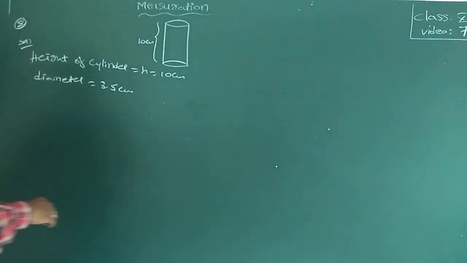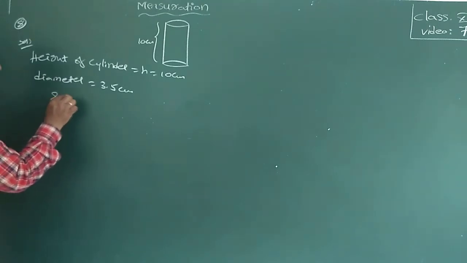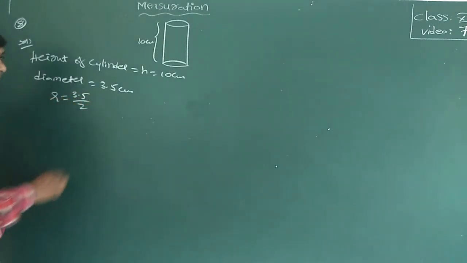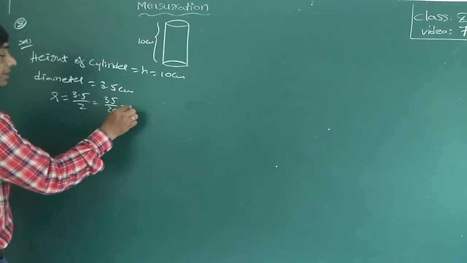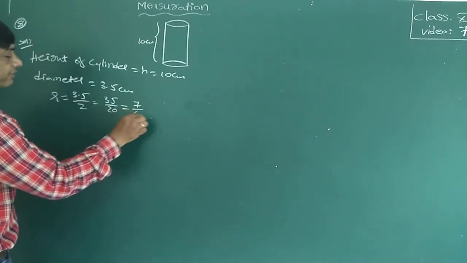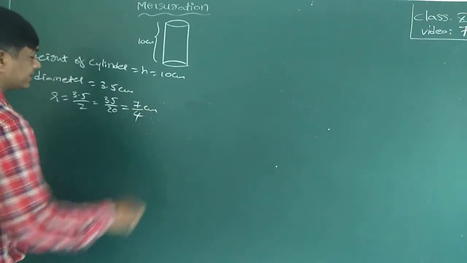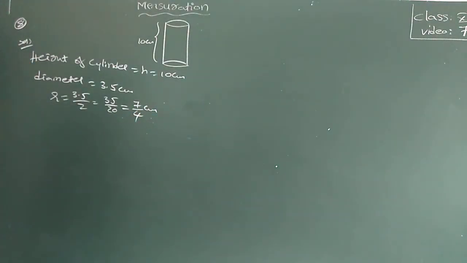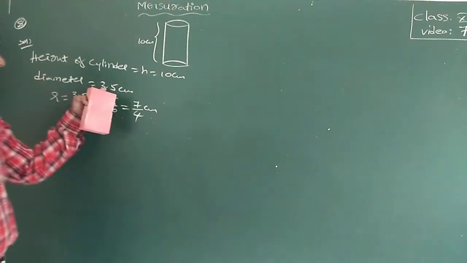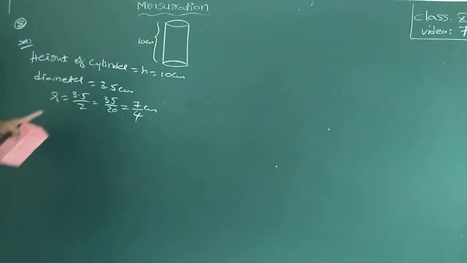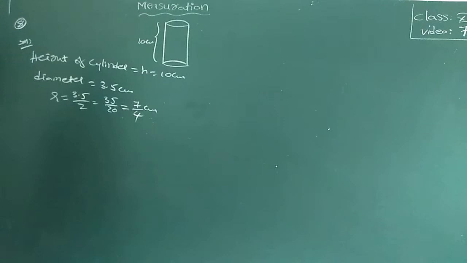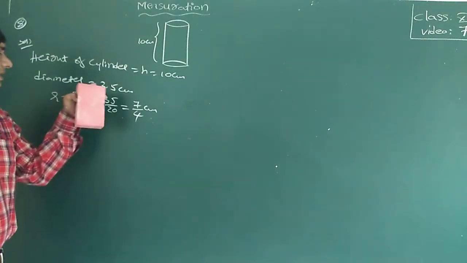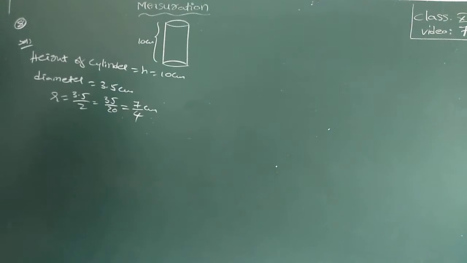Okay, diameter is equal to 3.5 centimeters. Then radius is equal to 3.5 by 2, that is 35 by 20, that equals 7 by 4 centimeters, since 5 sevens are 35 and 5 fours are 20. If this is the radius, you need not divide by 2.